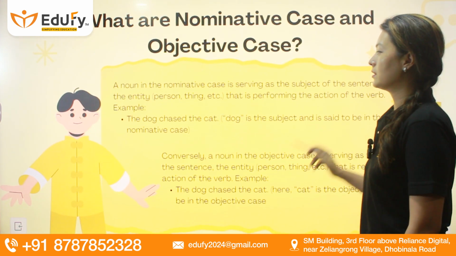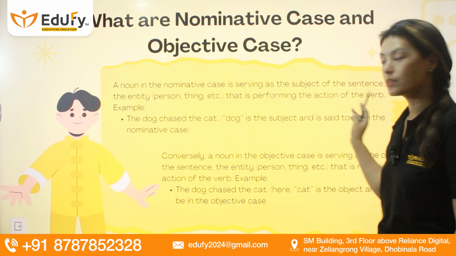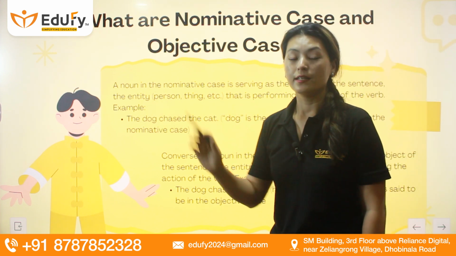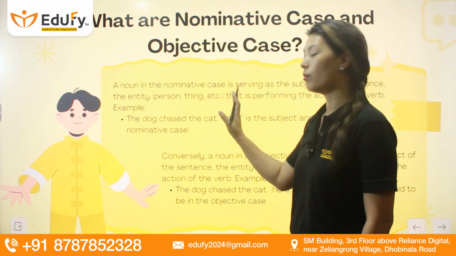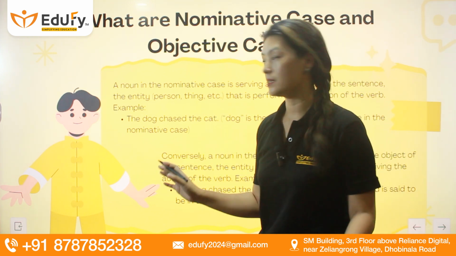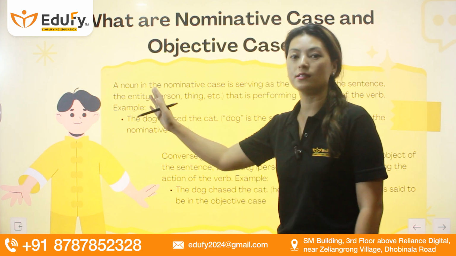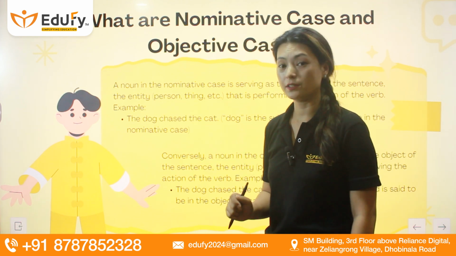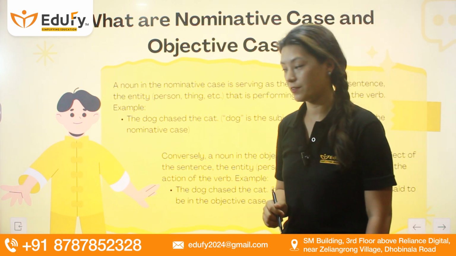Let's take a look at this. A noun in the nominative case is serving as the subject of the sentence. That means the entity, whether it's a person, thing, or anything that we talk about in a sentence, if that entity is performing the action, we consider it the subjective case. And that subjective case is understood as the nominative case.